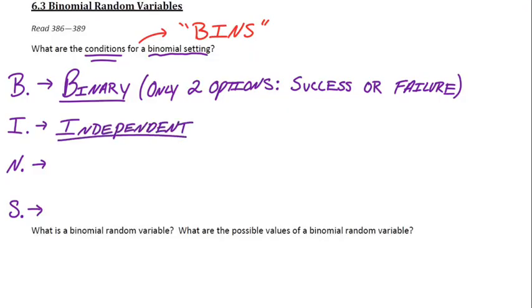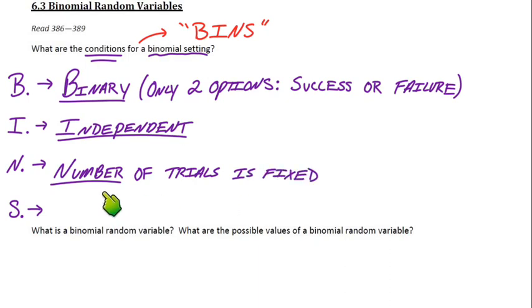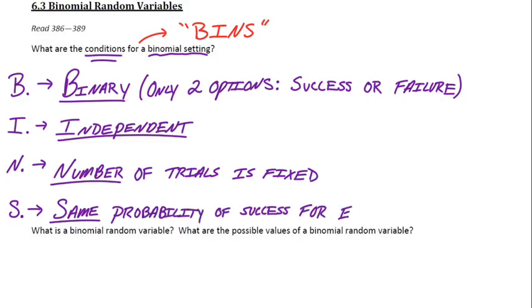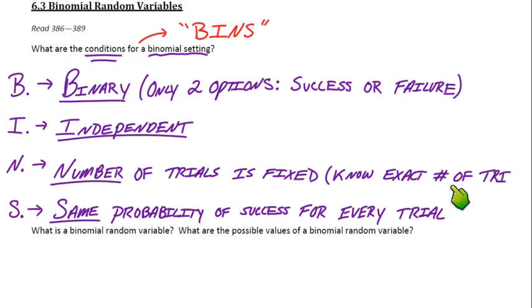The second condition, we want to make sure things are independent. So that's the one you probably already knew. The N most definitely does not stand for normal. The N stands for number of trials being fixed. So we need to know that there's a fixed number of trials. And then S stands for same probability for each one of those trials. So same probability of success for every trial. The N means we know the exact number of trials, and the S just makes sure that the same probability of success holds for each of those trials.